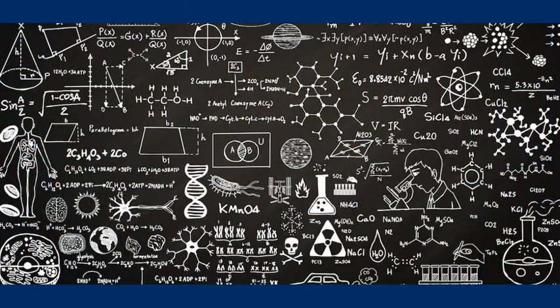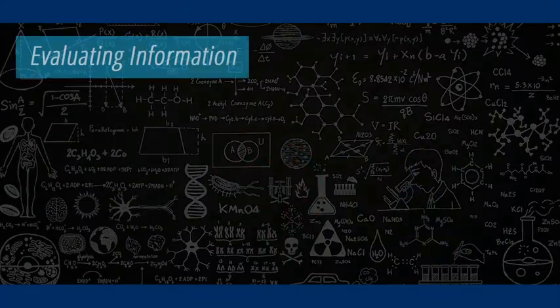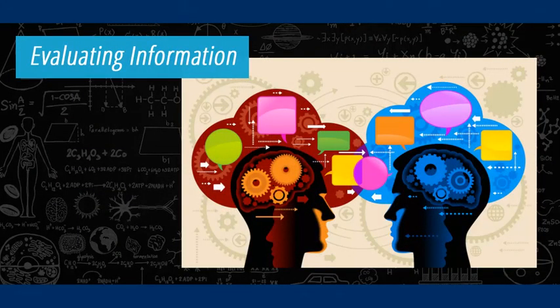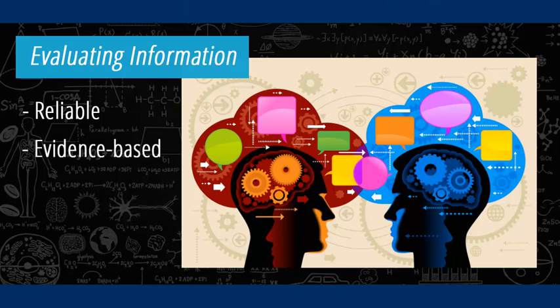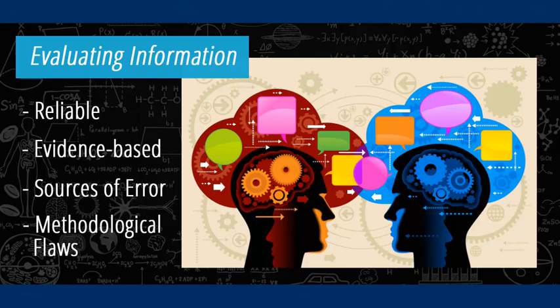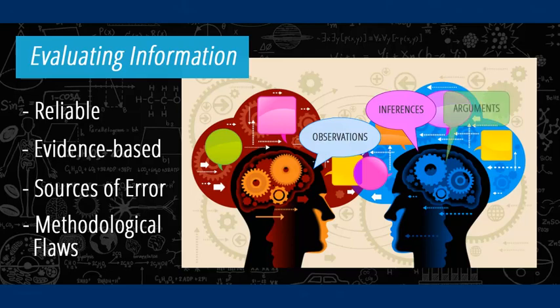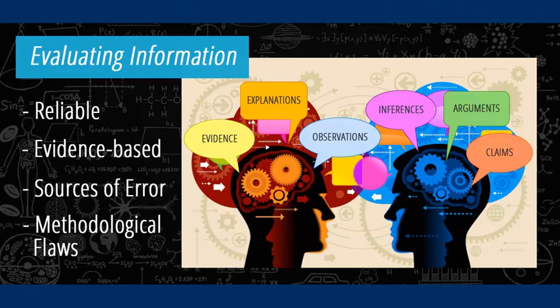All information is not created equal. Scientists must be able to determine whether the information they have found is reliable and evidence-based. They must also be able to identify sources of error and methodological flaws, and differentiate observations from inferences, arguments from explanations, and claims from evidence.